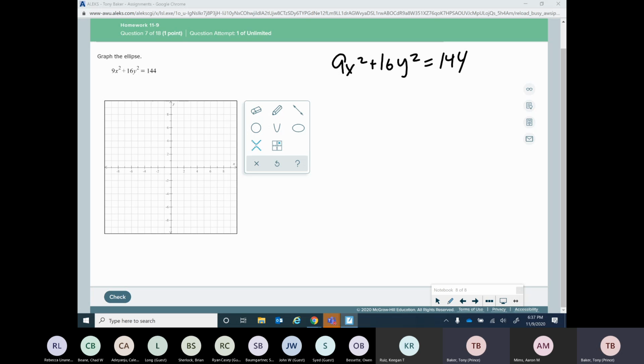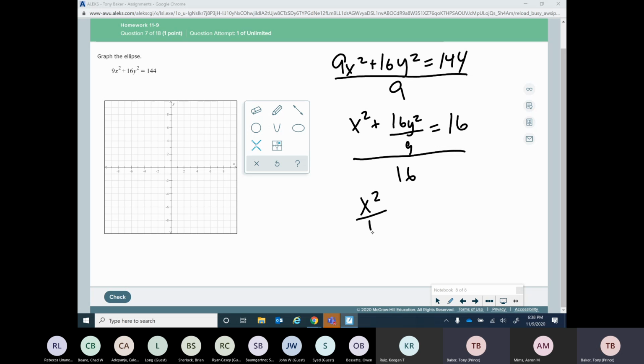So what we're going to do is we're going to divide. So the first thing I'm going to do is divide everything by 9. So when I divide everything by 9, I get x squared plus 16y squared over 9 equals 16. Now I'm going to divide everything by 16. So I get x squared over 16 plus y squared over 9 equals 1.